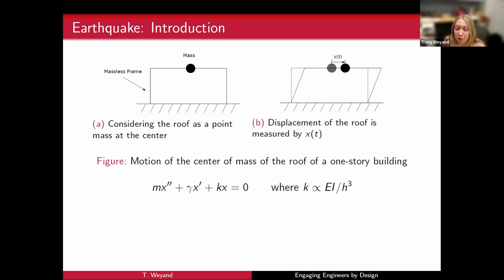A very simple model for this, again, looks just like a mass spring model, where here K depends on inertia and elasticity of the building along with the height.